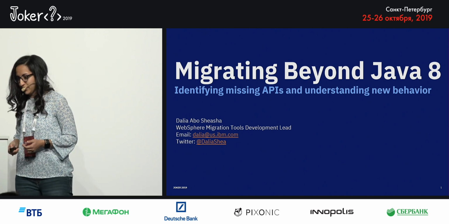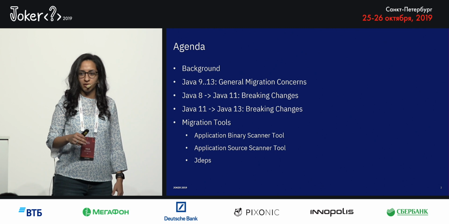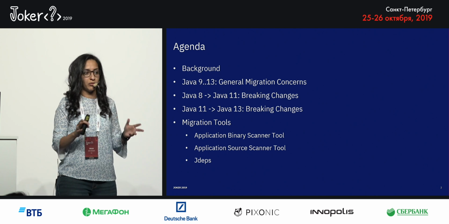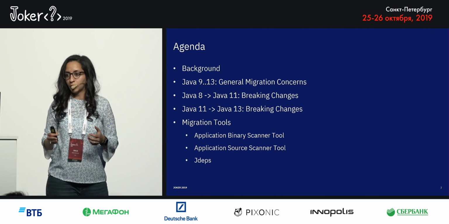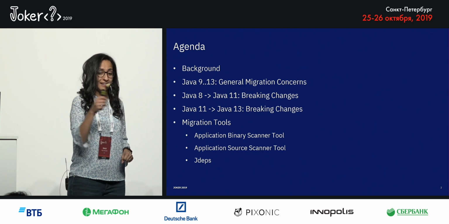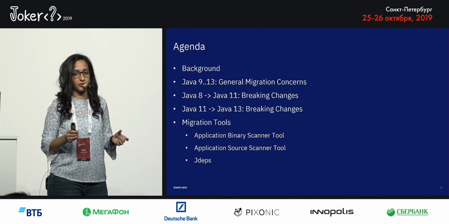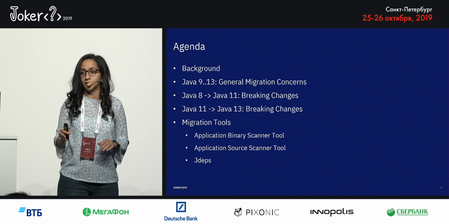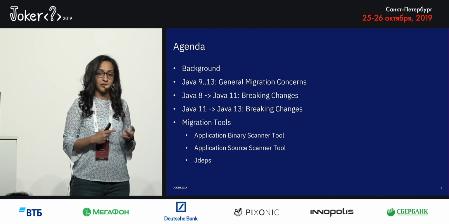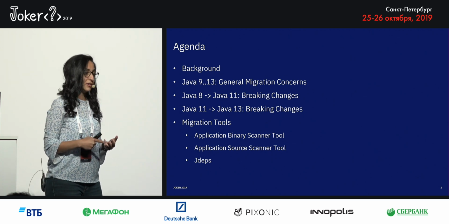Okay, so let's get started here. I like to give you a preview of what we're going to be talking about. So I'm going to give you a little bit of background so everyone is on the same page. I'm going to describe a little bit about the general migration concerns you're going to be seeing when you're migrating your application. And then I'm going to dive into details on what changed coming from Java 8 to 11. And then I'll talk about 11 to 13. And it'll make sense why I broke it up this way in a bit. And then I'll talk to you about tooling. So the tools that my team works on, which is the application binary scanner tool and the application source scanner tool, and then I'll talk about Ideps. And Ideps is a tool that gets shipped in the JDK, so I'll talk about that as well.